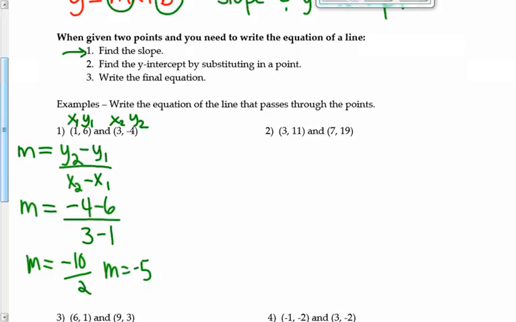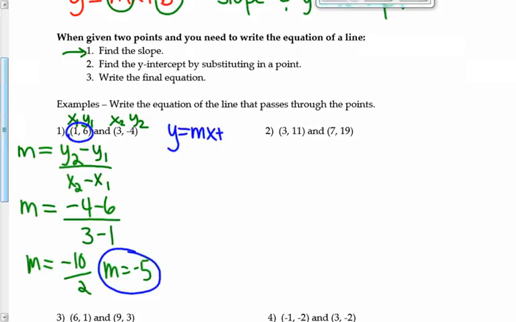So now we're going to do what we did yesterday. Now we have the slope, and instead of 1 point, we actually have 2. So we can just choose whichever one we want. They're both on the line, so both of them will give us the correct y-intercept. So I'm going to choose the point 1, 6.